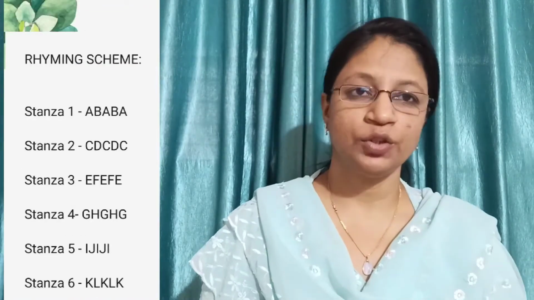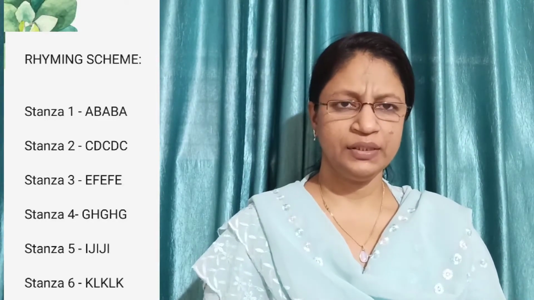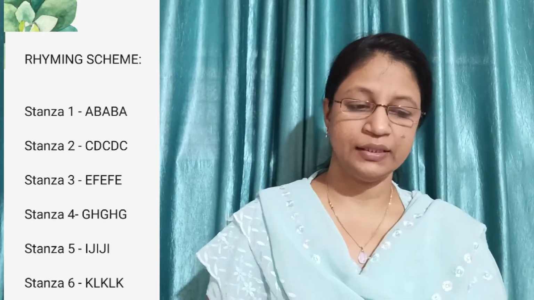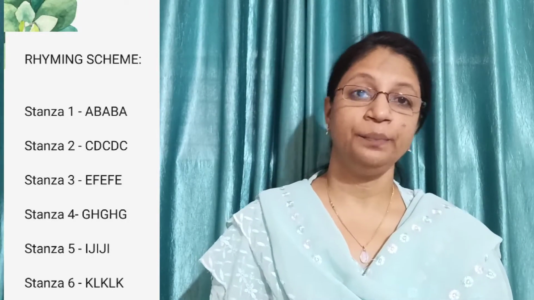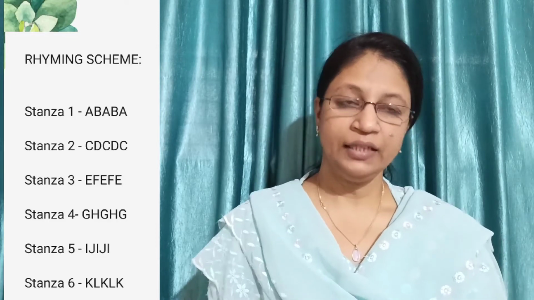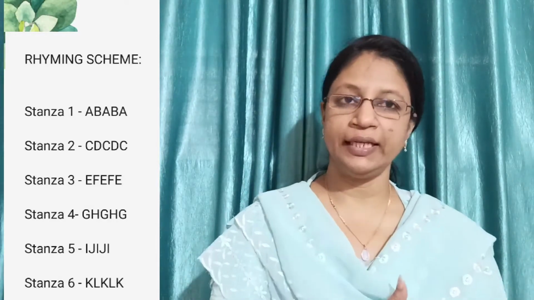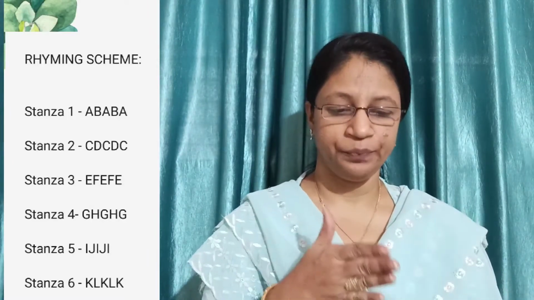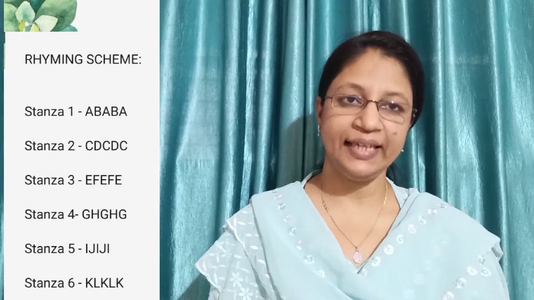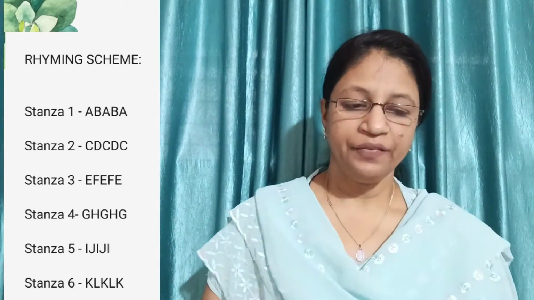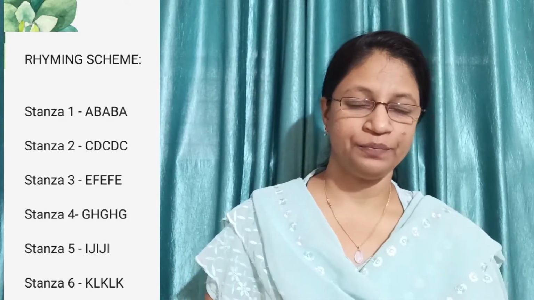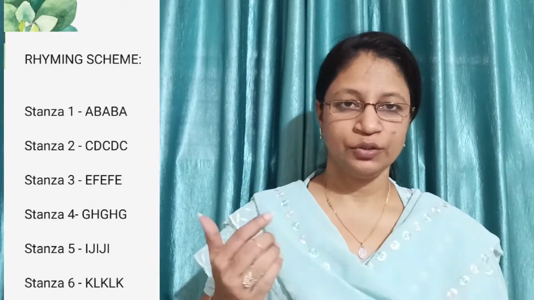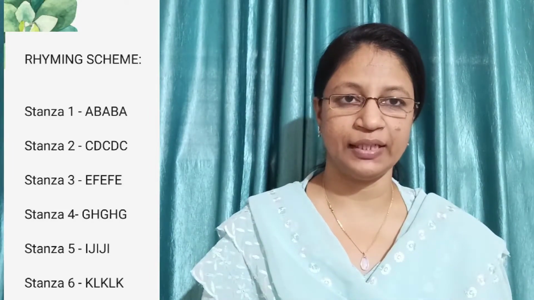This poem is of 6 stanzas, and look into the rhyming scheme. In the first stanza, just see, it is A, B, A, B, A. And the same pattern is followed in the next stanzas, but not with the same letters. Like here we have way, sway, and day. This is A. And we have mad and had. Lines 1, 3, 5, and lines 2 and 4. So the rhyming scheme is going on like that.